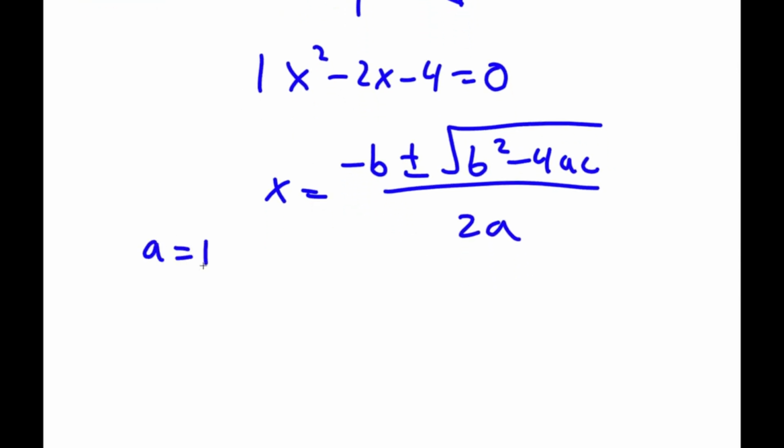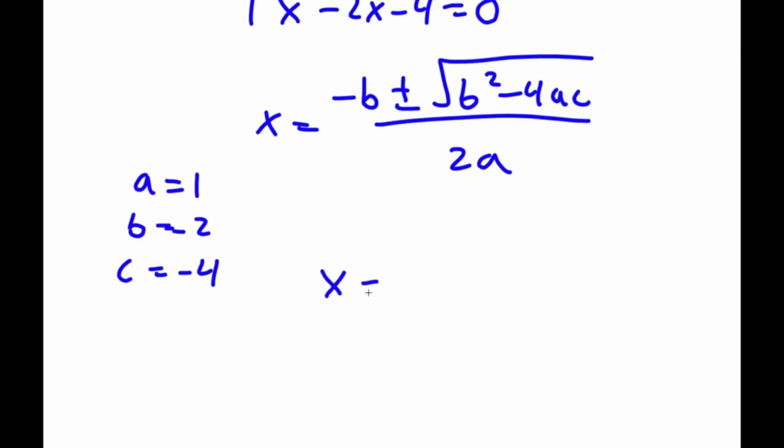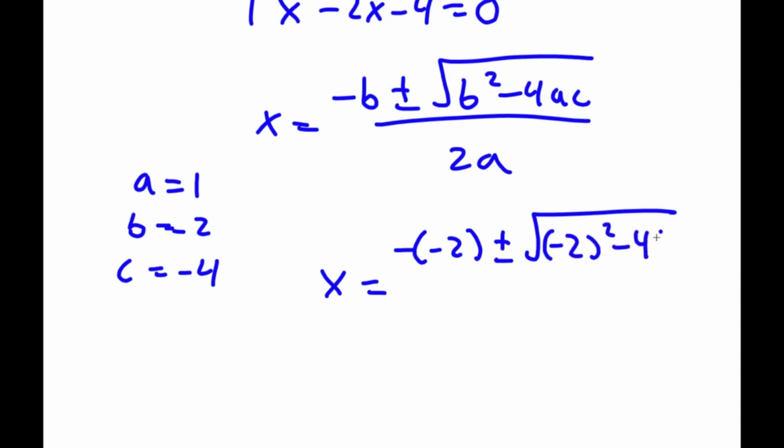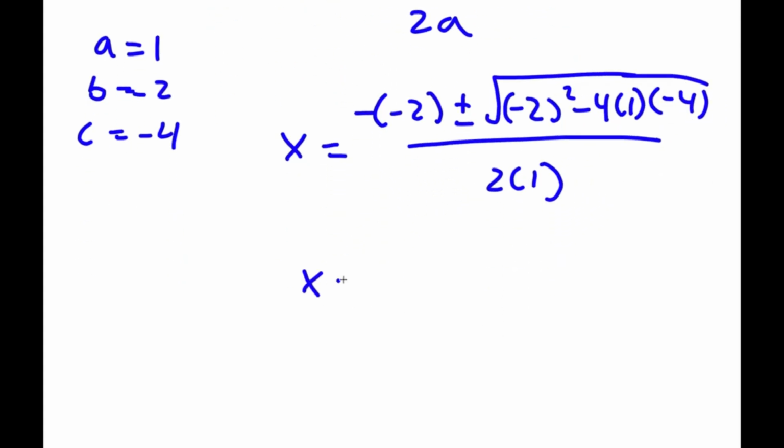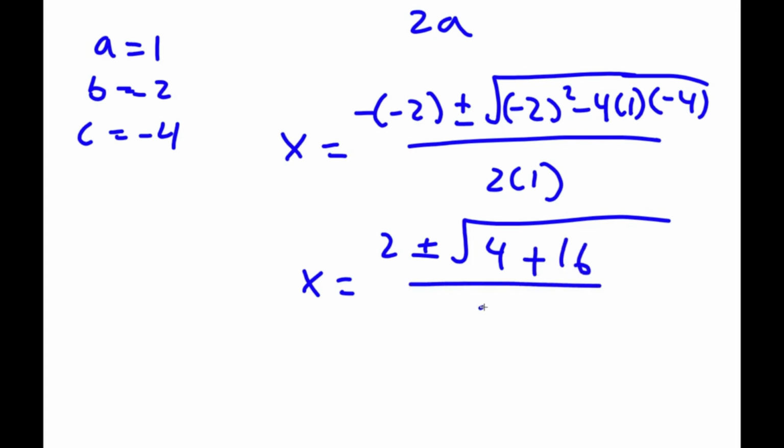Now in this case, a is equal to 1, b is equal to negative 2, and c is equal to negative 4. So now I have x is equal to negative negative 2 plus or minus the square root of negative 2 squared minus 4 times a, which is 1, times c, which is negative 4, all over 2 times a, so 2 times 1. So now I have x is equal to positive 2 plus or minus the square root of negative 2 squared is 4, minus 4 times 1 times negative 4 is negative 16, so positive 16, over 2 times 1, which is 2.